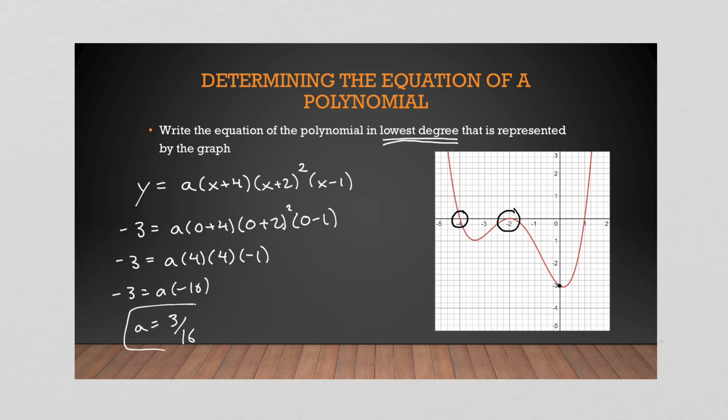So we get an a value, which we can then plug up here. Rather than rewrite the whole equation, we can just delete our a value and write in the solution, 3 over 16. And that is the equation of that polynomial in its lowest degree.